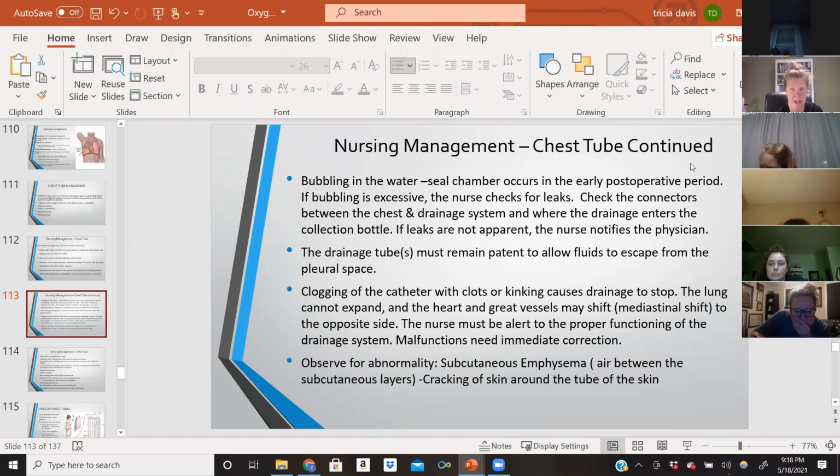Clogging of that catheter, either with clots or kinking, can cause the drainage to stop. If the drainage stops, the lung is not going to be able to expand. Then you're going to see that heart and those great vessels shift, right? That mediastinal shift to the opposite unaffected side. The nurse must be alert to the proper functioning of the drainage system.